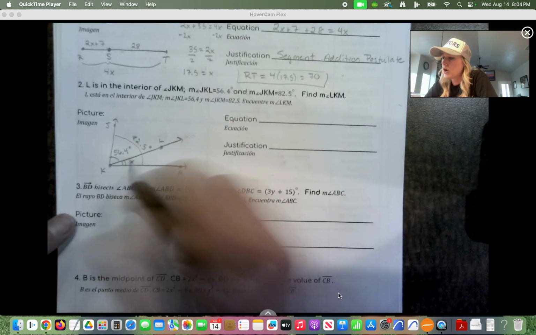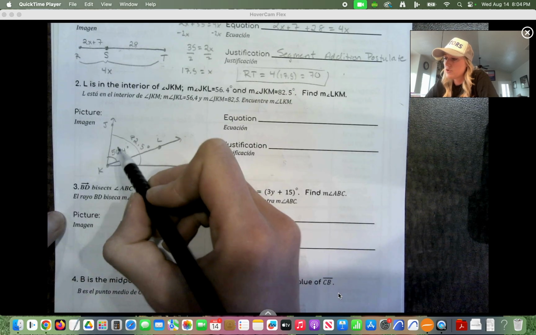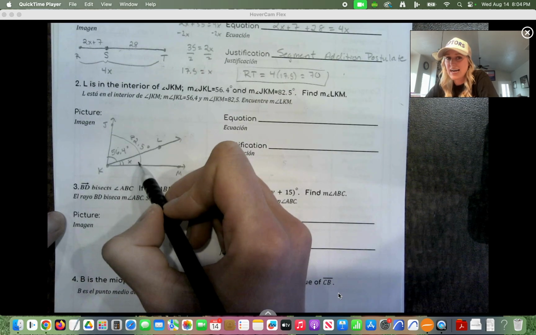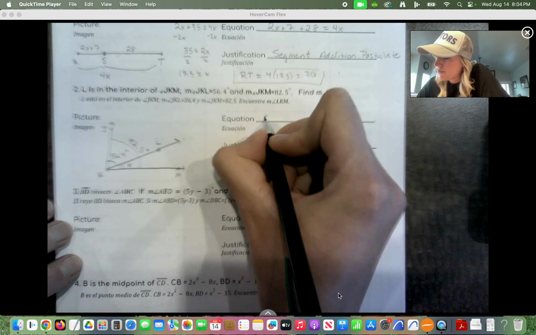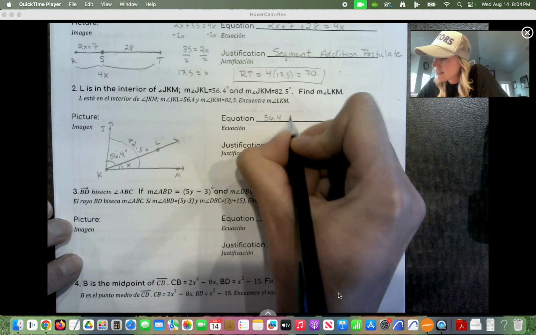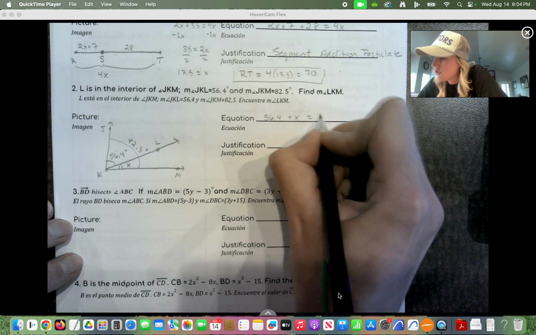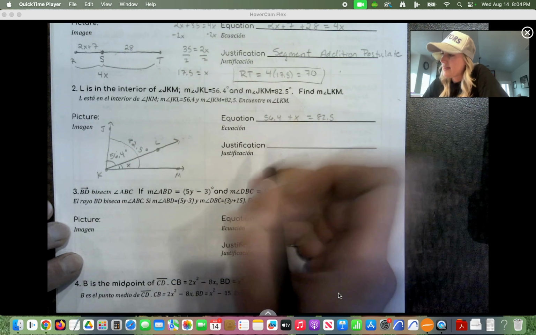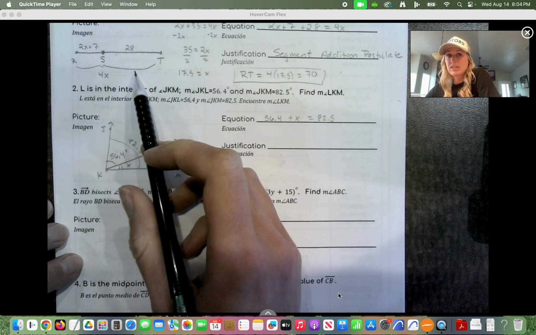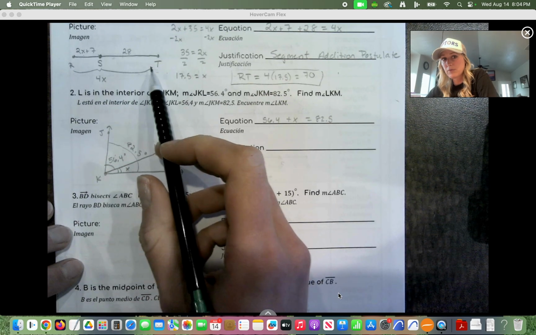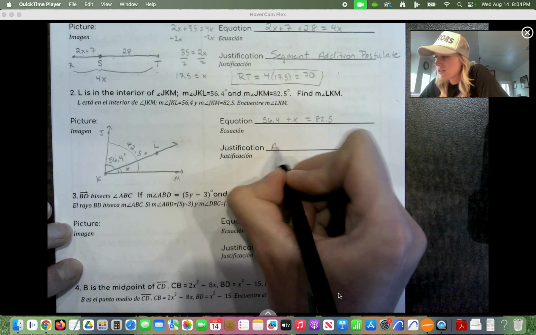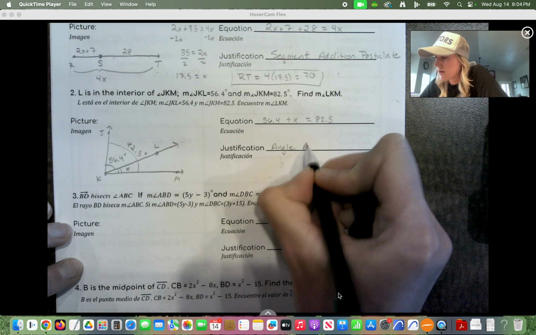Okay, so our equation is that these two smaller pieces have to add up to the whole thing. So 56.4 plus that unknown LKM has to equal 82.5. And that is very similar to what we did here. We used the segment addition postulate in number 1. This is just the angle addition postulate. Add the two small parts to equal the whole thing.